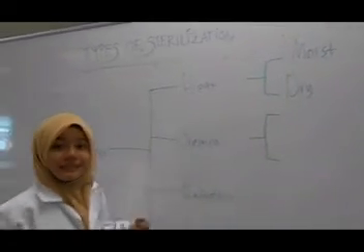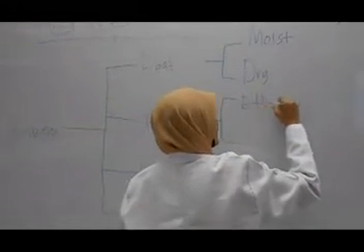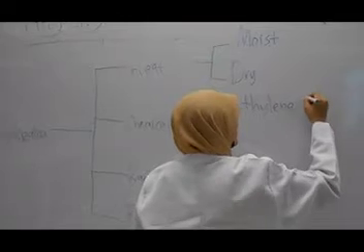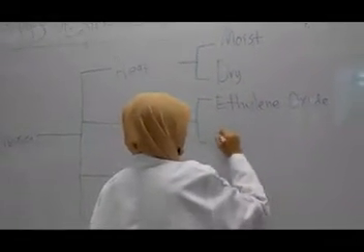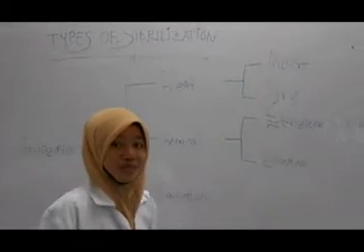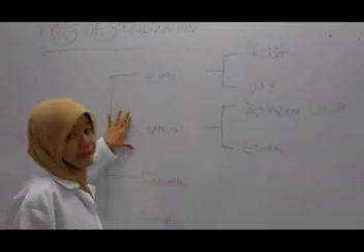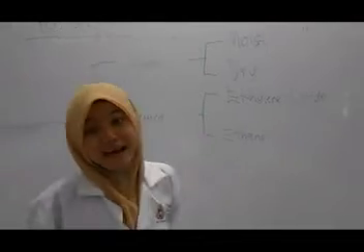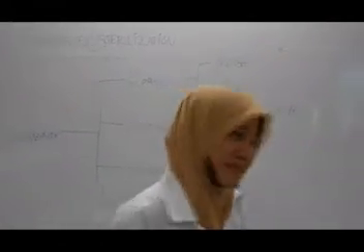For chemical sterilization, usually use ethylene oxide and ethanol. But today we are just going to focus on heat and chemical sterilization as they are commonly used in lab and hospital. Let's go. For moist heat sterilization, autoclave will be used.